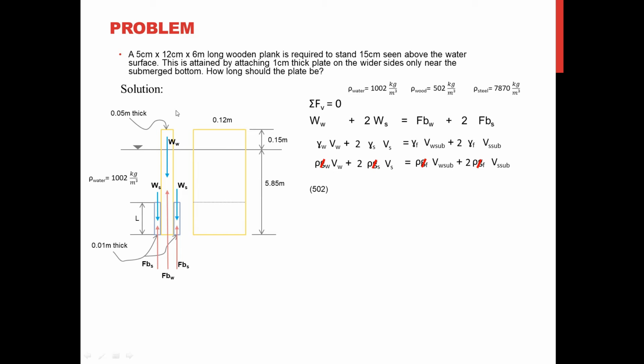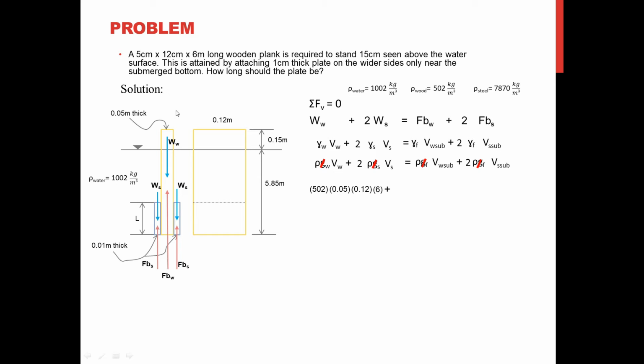Now, we can directly substitute 502 for the wood. And the volume for the wood is length times width times height. So the thickness is 0.05. The width is 0.12. And the total length is 6 meters. So take note that in the weight, we are considering the whole volume.